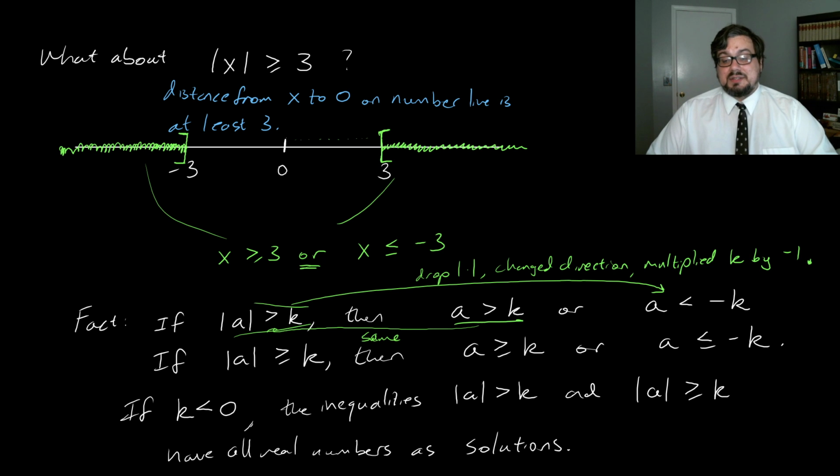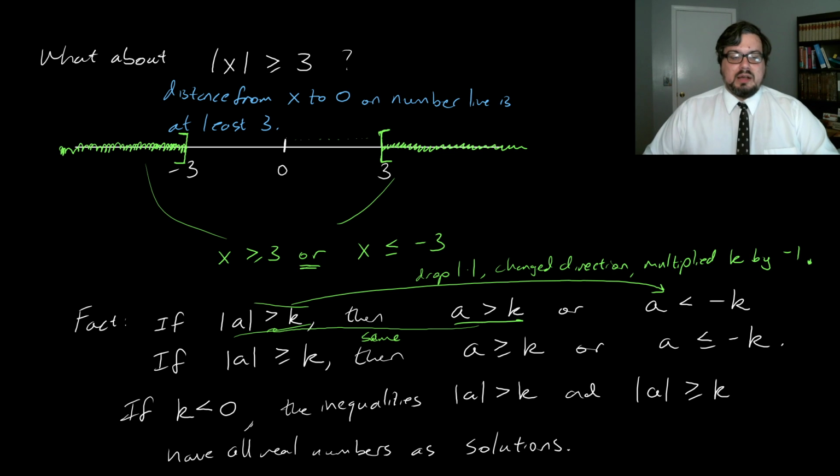And that's because an absolute value is always 0 or positive, which means that an absolute value is always greater than any negative number. So this is different than the other direction when we were looking at the less than inequalities, and this k, the number on the other side, was negative. The inequality had no solutions at all. Now it kind of has all the solutions. All real numbers are solutions.